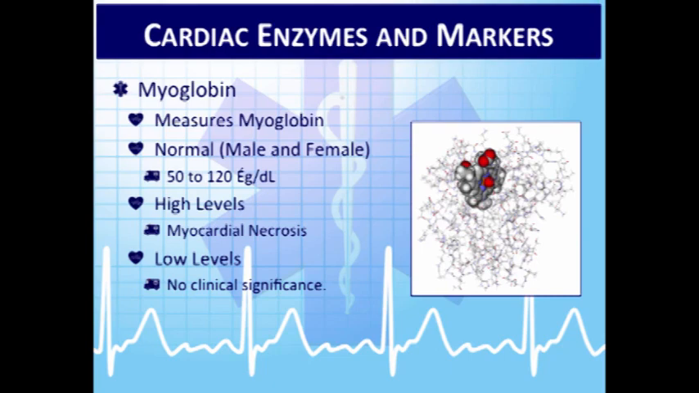Myoglobin is another test that is not completely specific to the heart, but we have started to use it on a more regular basis to help us determine whether or not a patient's having a myocardial infarction. Normal in this way of measuring it is 50 to 120.